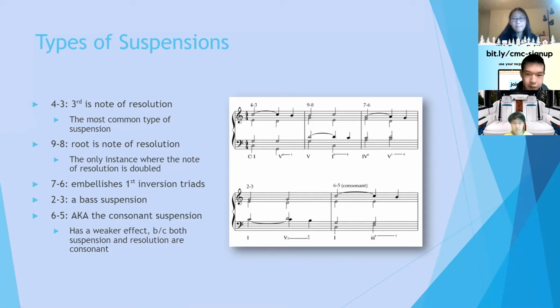And you also have 9/8, where the root is a note of resolution, and that's the only instance where the note of resolution is doubled because you're resolving to the root position chord.